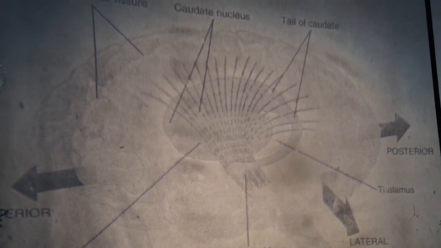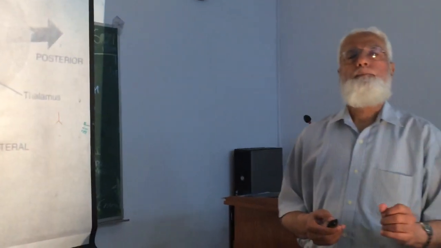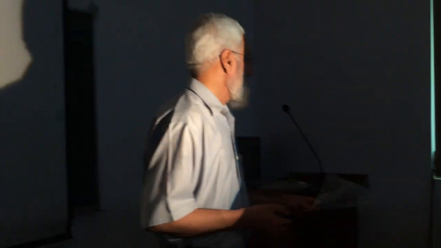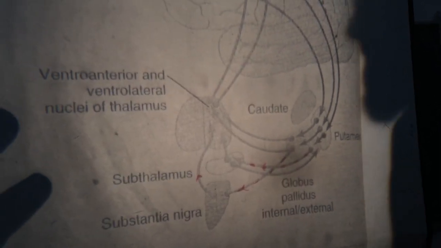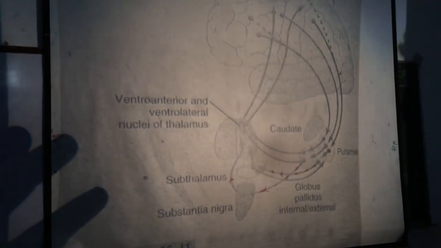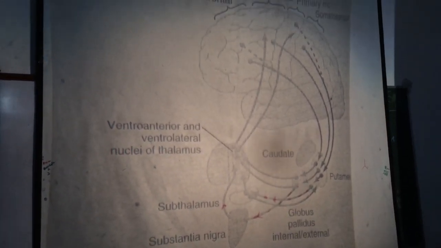Now we come to the connections of the basal ganglia or basal nuclei. In the connections of the basal ganglia, 2 circuits are important: the putamen circuit and the caudate circuit. So first, the putamen circuit.